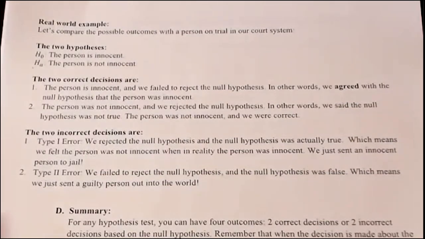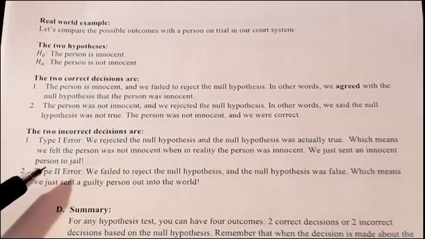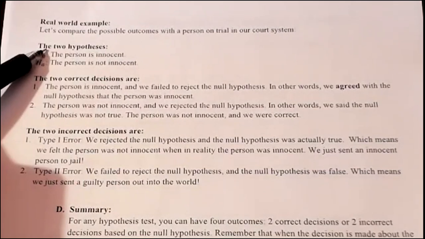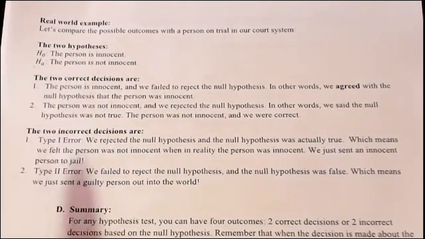If we made a type 2 error, where we failed to reject the null, but the null hypothesis was false, meaning they were actually guilty, we just let a guilty person go. I hope that you're visualizing what's happening here, right? Think back to the table before.